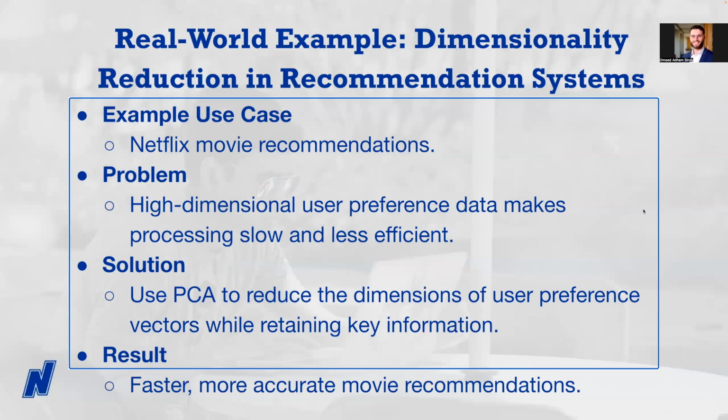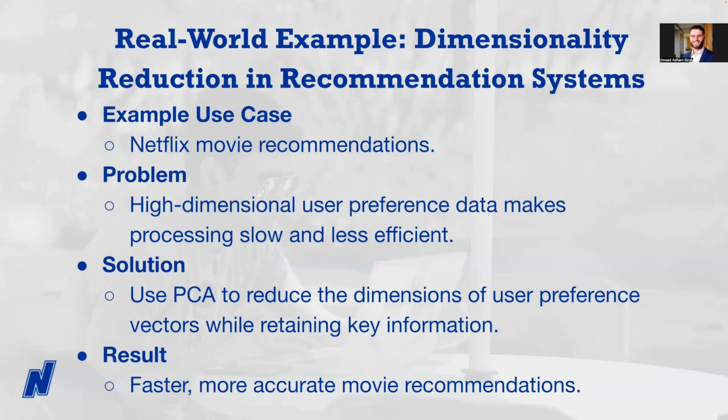Let's look at a real-world example of dimensionality reduction in action: Netflix and its recommendation system. Netflix collects an enormous amount of data about users' preferences, what shows they watch, their ratings, and how long they watch each program. This data is represented in high-dimensional space, where each user might have hundreds or thousands of features associated with their preferences. However, using all of these dimensions can slow down the recommendation process and even lead to overfitting, where the model becomes too focused on specific data points.